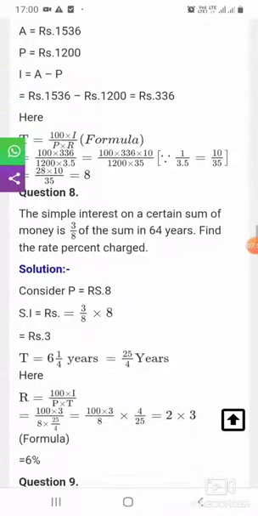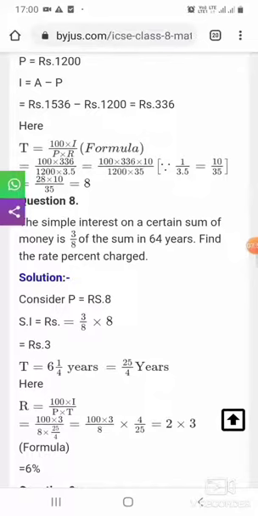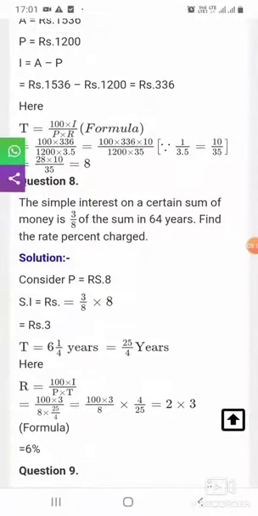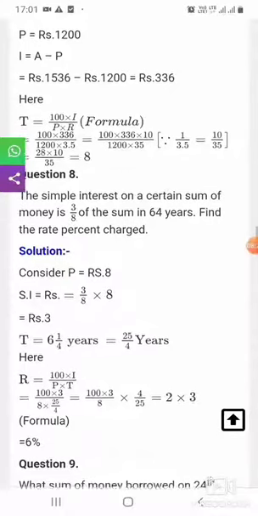Now let us take one more problem here. Question number 8. The simple interest on a certain sum of money is 3 by 8 of the sum in 6 1 by 4 years. If you take simple interest on a certain sum of money is 3 by 8 part of the sum, in how many years? Find the rate percent per annum. We are supposed to find R here.